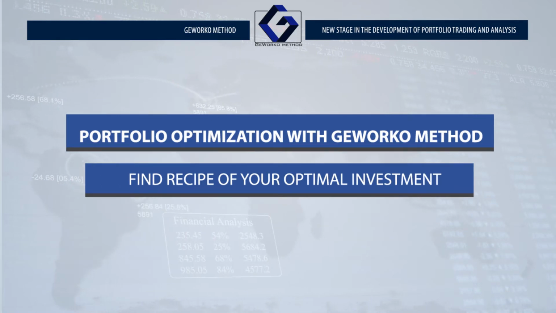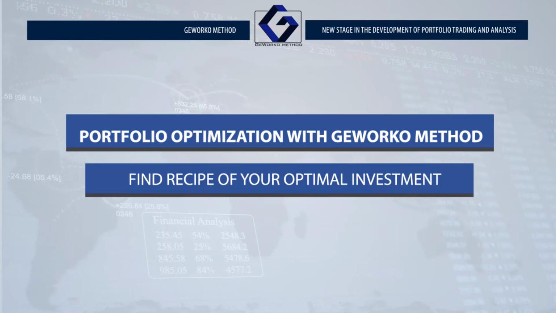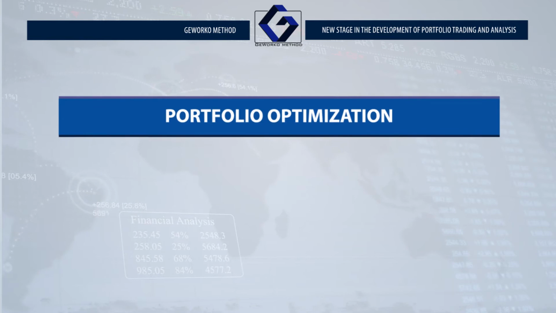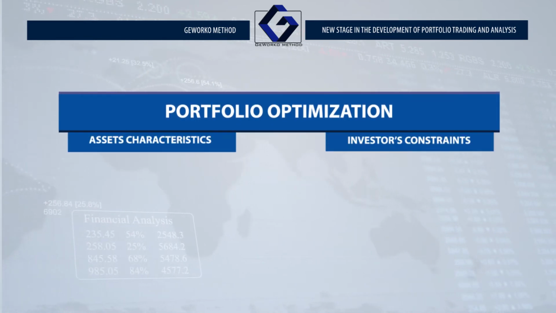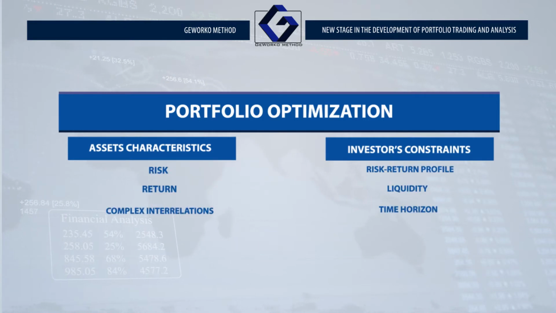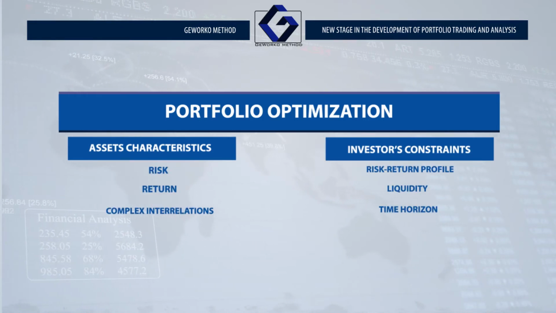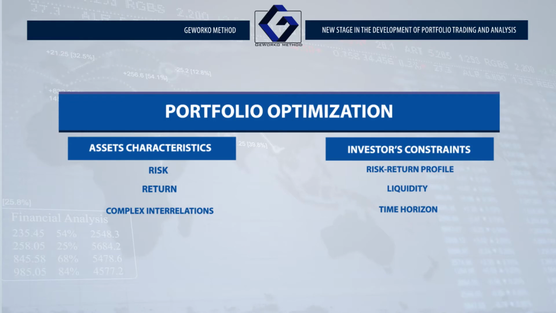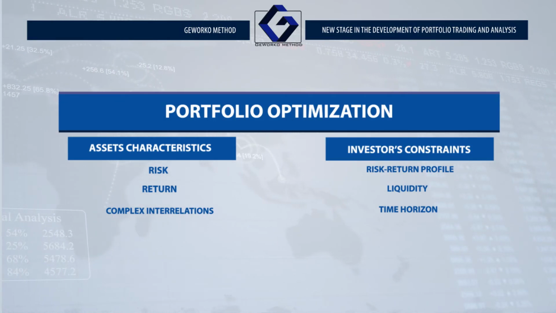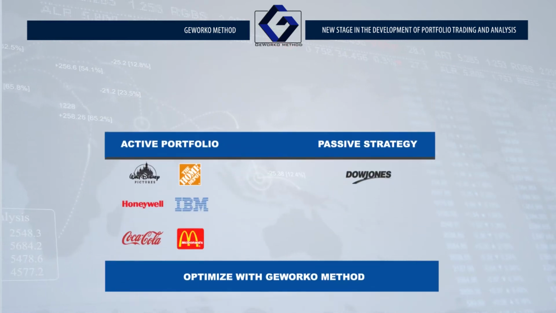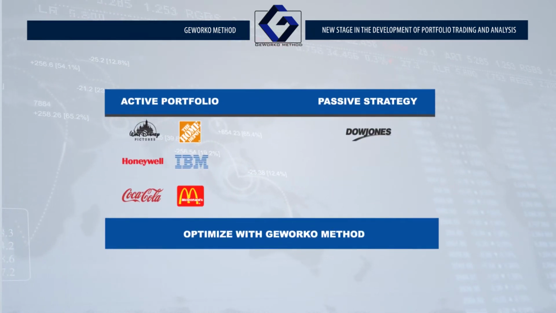Portfolio optimization with the GeWorko method. Find a recipe for your optimal investment. Searching for an optimal portfolio and its structure is not an easy task. Its characteristics of assets and individual constraints are important when creating an optimal portfolio strategy. However, thanks to modern financial theory and the revolutionary GeWorko method, this process has become significantly simplified.